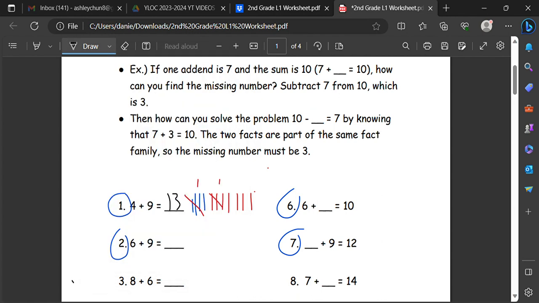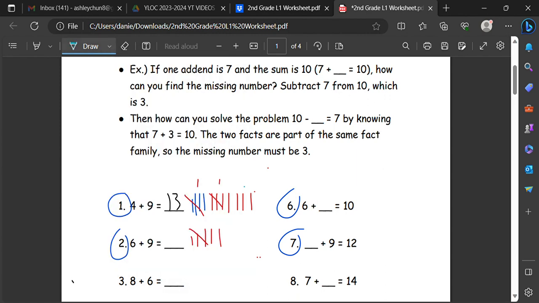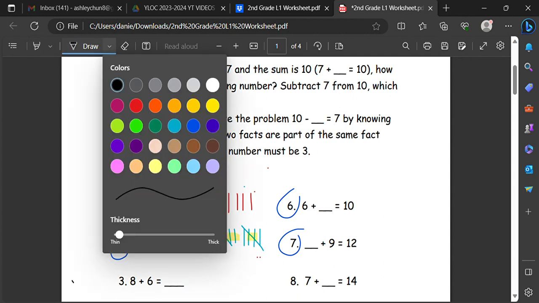Second question, same thing. So first we have 6. So 1, 2, 3, 4, 5, 6. Now we add 9 more. So 1, 2, 3, 4, 5, 6, 7, 8, 9. So how many tallies do we have now? So we have 5, 10, 15. So the answer is 15.